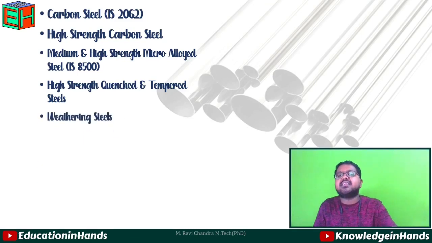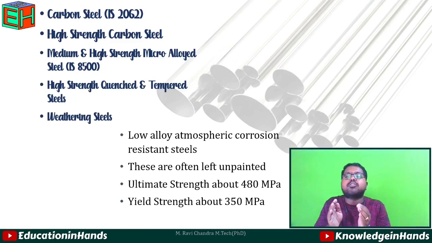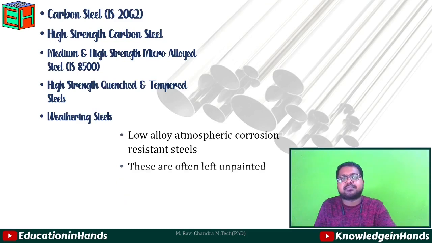The next one is weathering steels. Weathering steels are low alloy atmospheric corrosion resistant steels. Steel has one bad habit, that is corrosion. So this kind of steel is a low alloy atmospheric corrosion steel. These are often left unpainted. Its ultimate strength is around 480 megapascals, and its yield strength is around 350 megapascals.